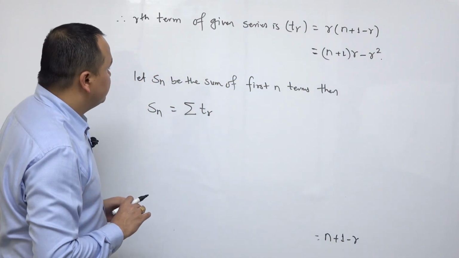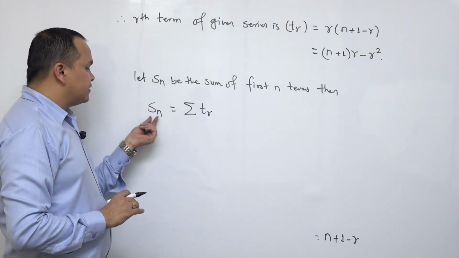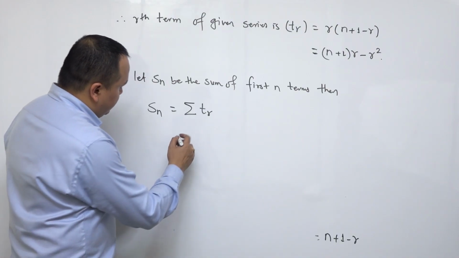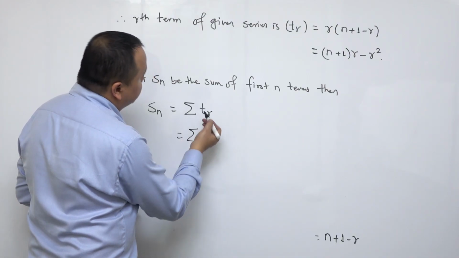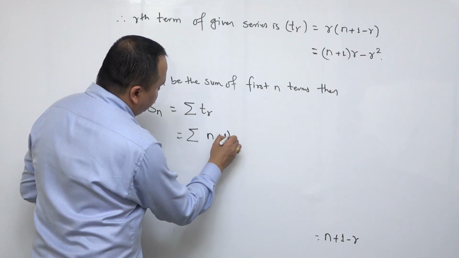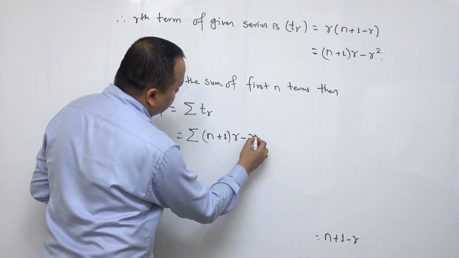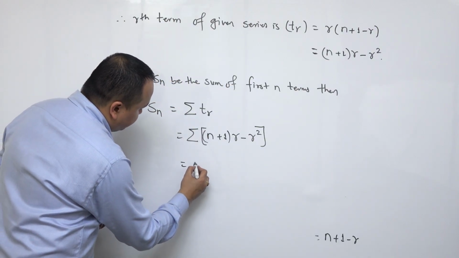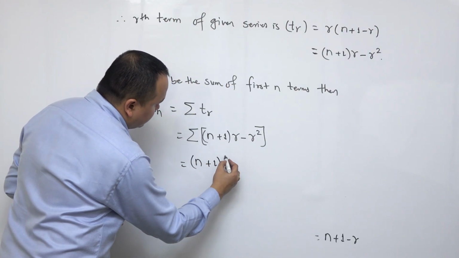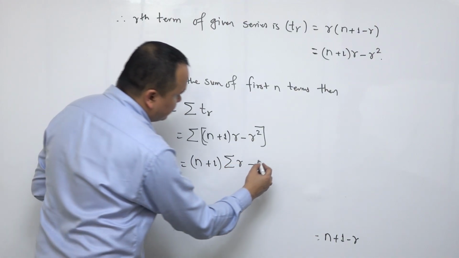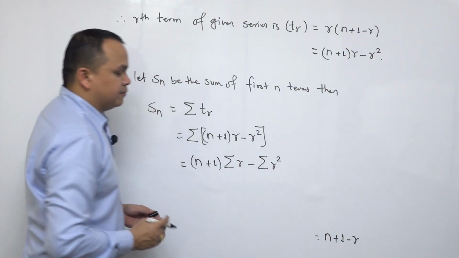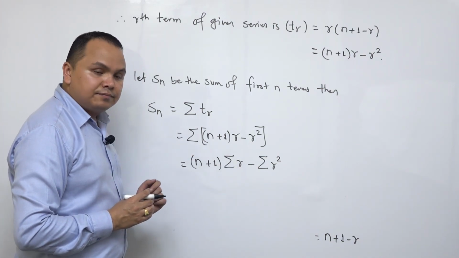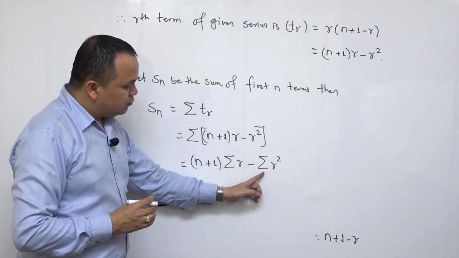We need to find sum of first n terms. So we write Sn is equal to sigma general term Tr. This is n plus 1 times r minus r square. This is n plus 1 sigma r minus sigma r square. Here r runs from 1 to n. Similarly, r runs from 1 to n.